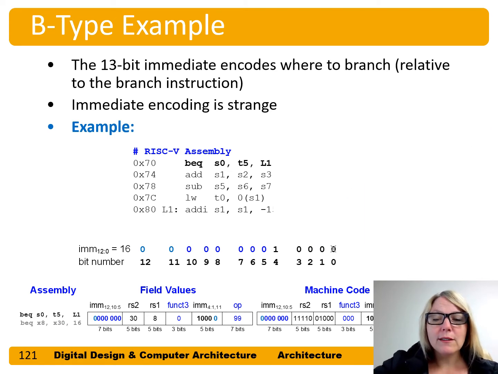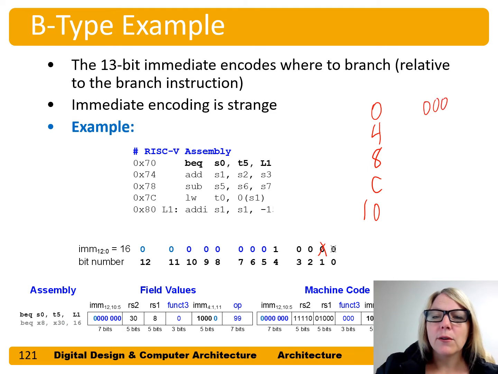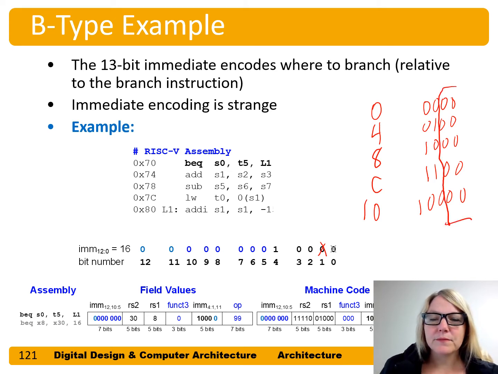But one thing we know is that we're going to branch a multiple of 4 past the current instruction because our instructions are 4 bytes, right? And so actually, we wouldn't need to encode either of those 2 bits, the lower 2 bits, because we know it's going to be zeros, right? So if we have our instruction addresses, 0, 4, 8, C, 10, they're all divisible by 4. So you'll notice all of these lower 2 bits are always 0.